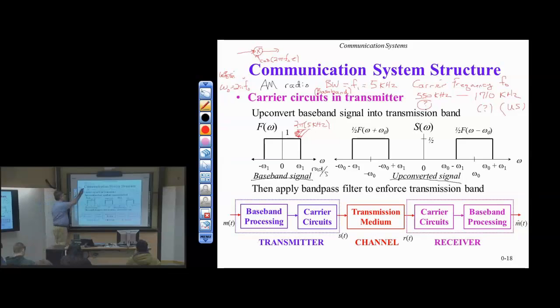This is the starting point, which is multiplying by cosine. This is a Fourier transform property. So we would take the output of the baseband processing and produce S of t. This is the mathematical view. There's a lot of design work to make this happen.